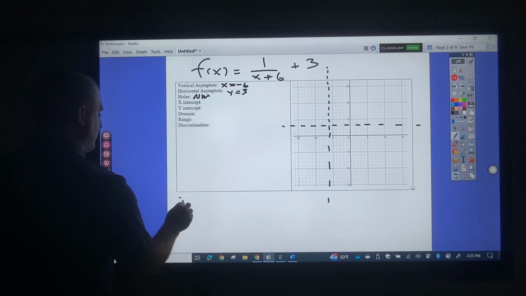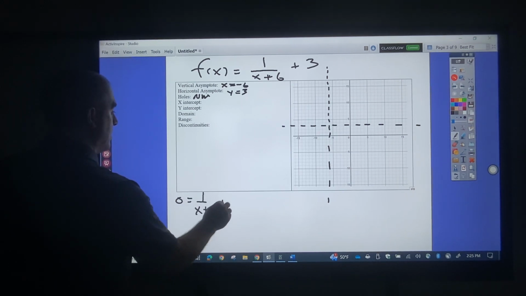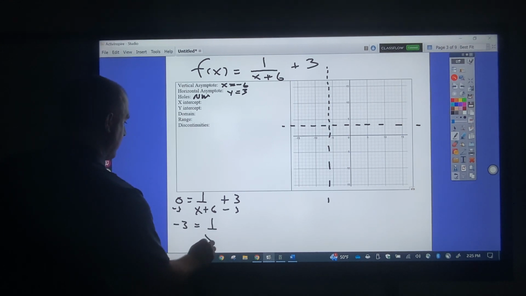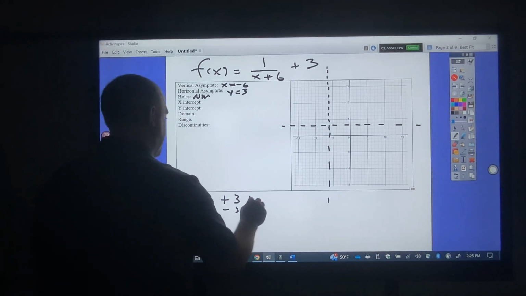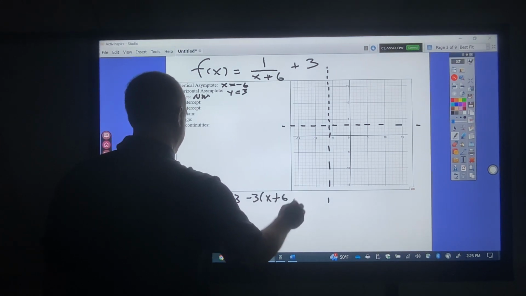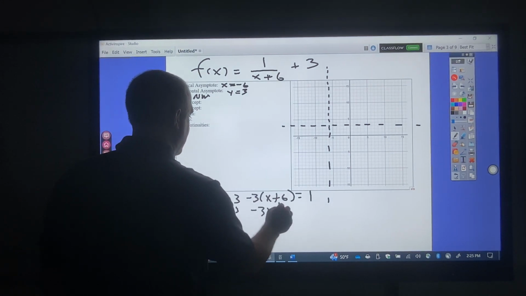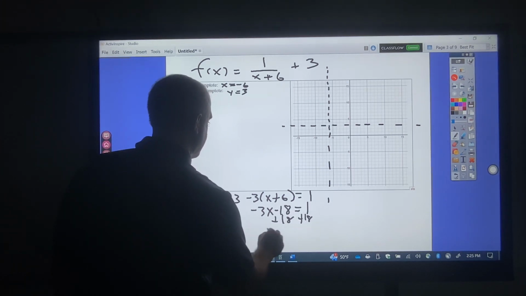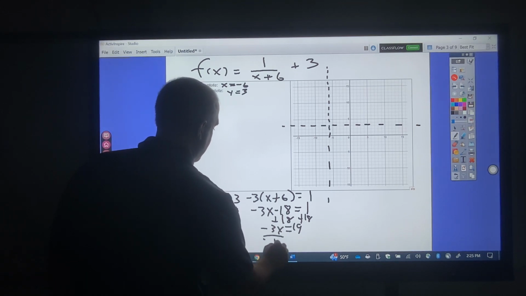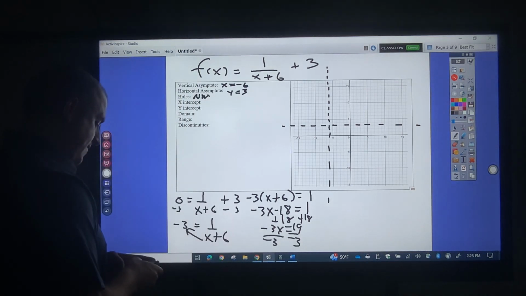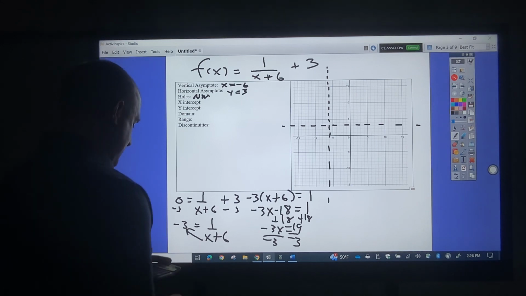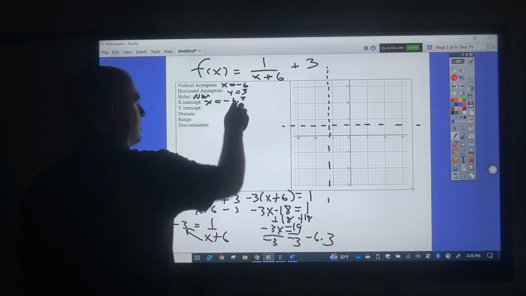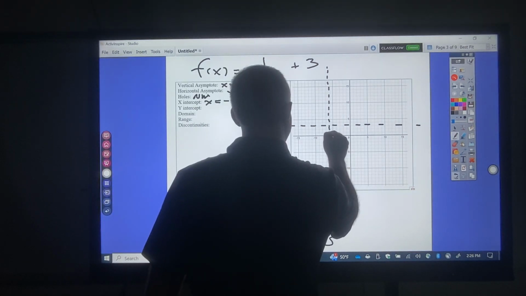My x-intercept, I have 0 equals 1 over x plus 6, plus 3. I would subtract the 3 here, so I get negative 3 equals 1 over x plus 6. I cross multiply that up, so it's negative 3 times x plus 6 equals 1. That's negative 3x minus 18 equals 1. Add 18. That's negative 3x equals 19. And divide by negative 3. Okay, 19 divided by negative 3 is negative 6.3 repeating. So x equals negative 6.3. Okay, so that is going to be here.